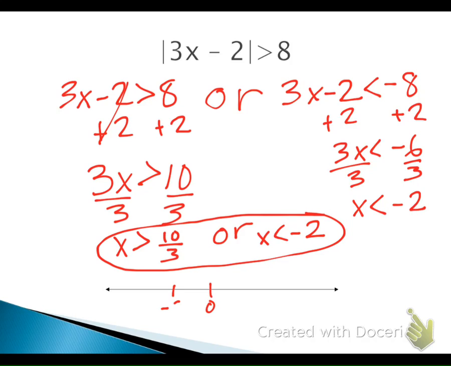We want 0 on the number line. We want negative 2 on the number line. We want 10 thirds, which is like 3 1/3, so kind of put it off to the right. Both of these are going to be open circles. It's less than the negative 2, so I'm going to go left. It's greater than the 10 thirds, so I'm going to go right. What are your questions?